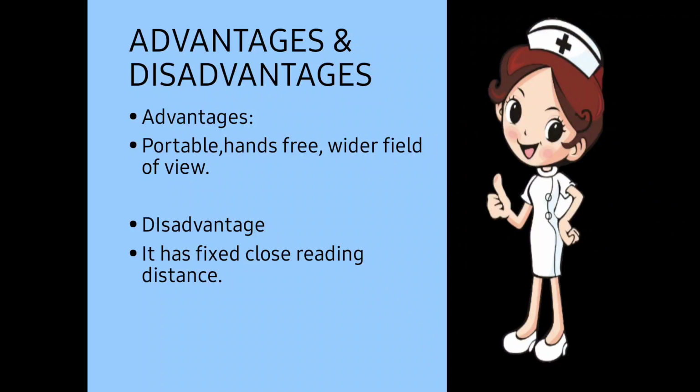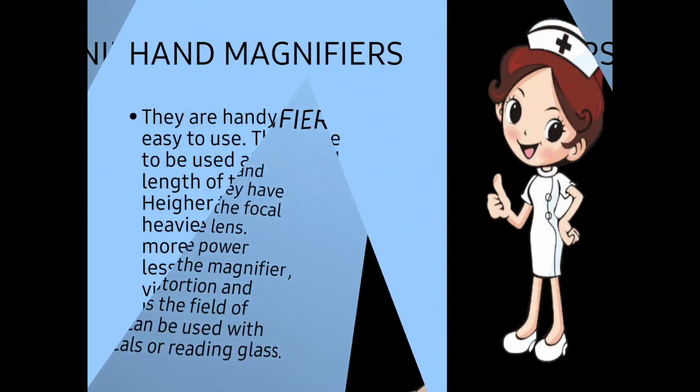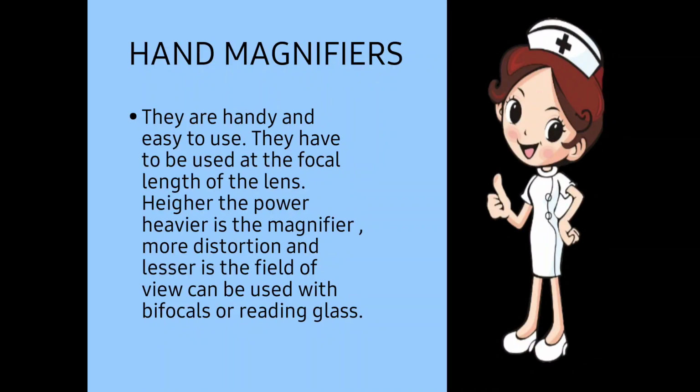Next one, advantages and disadvantages. What are the advantages of spectacle magnifiers? First, these are portable. Next, hands free. The patient is not supposed to use their hands to hold it, whereas in the case of a handheld telescope, the patient has to use the hands. Wider field of view, they give a wide field of view. Disadvantages: it has a fixed close reading distance. These are given at a fixed distance at which the patient should read. The patient cannot change the reading distance. If the patient changes the reading distance, then he or she will not be able to see properly. This is the disadvantage.